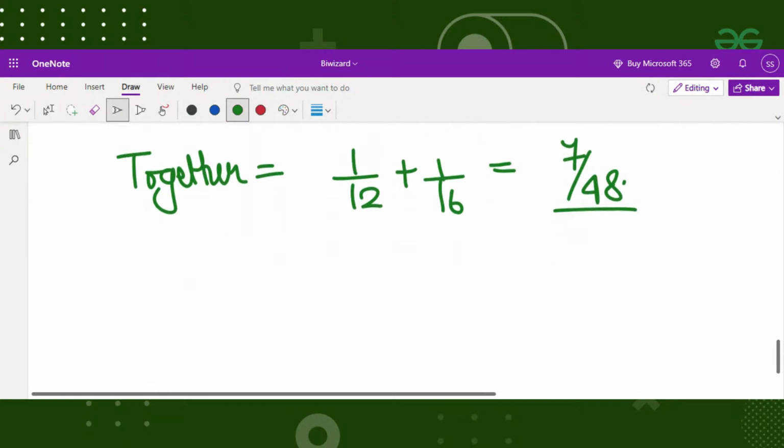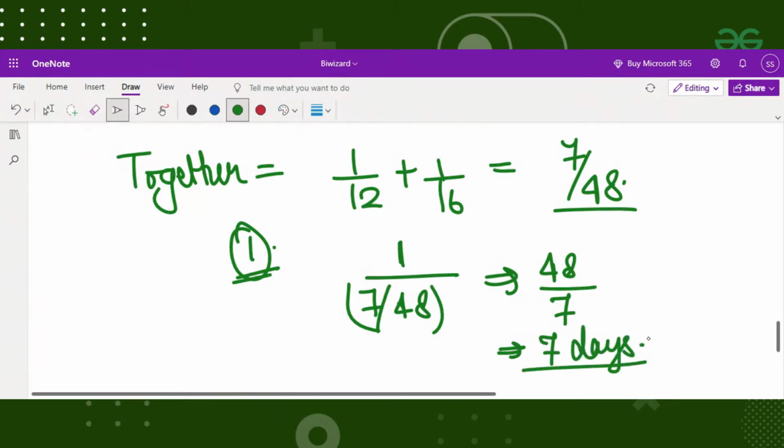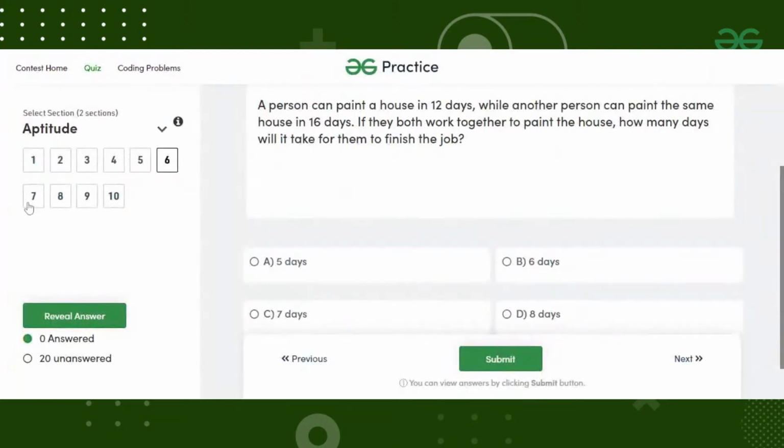Now, what we need to find out is in how many days it will take them to finish the job, right? So they need to finish the job. It means that they need to complete 1 unit of job, right? So for doing that, they will need a total of 1 upon 7 by 48 days. That is 48 by 7 days, which will give us nearest integer value of 7 days, right? So it will take them nearly 7 days to finish the work. All right, so that is the correct answer to this question.